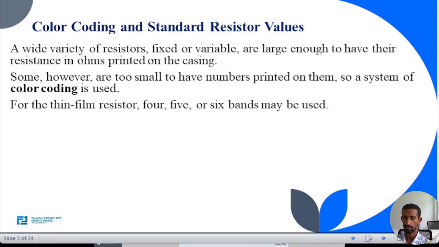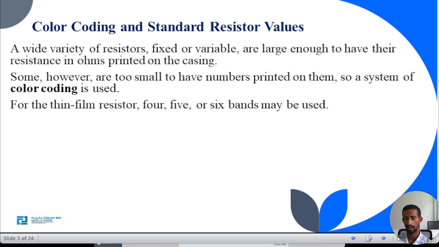Have you seen small resistors which have different color codes printed on them? Yes, such types of resistors have their magnitude defined by this color coding. A wide variety of resistors, fixed or variable, are large enough to have their resistance in ohms printed on the casing. Some, however, are too small to have numbers printed on them, so a system of color coding is used.